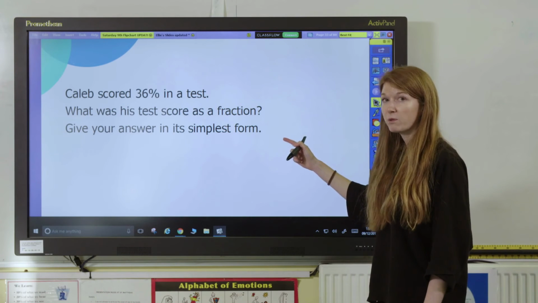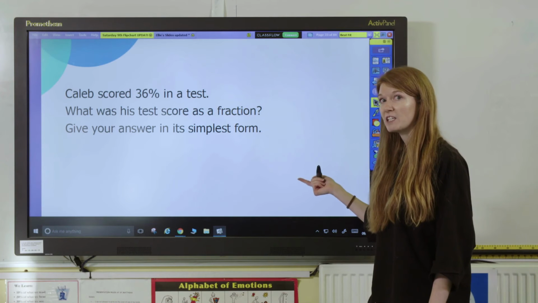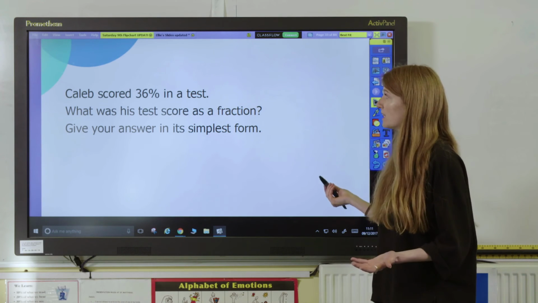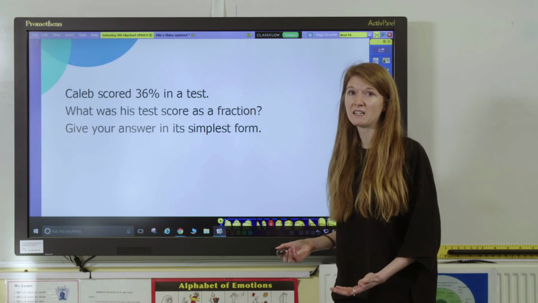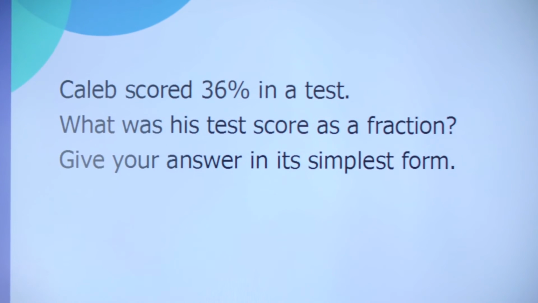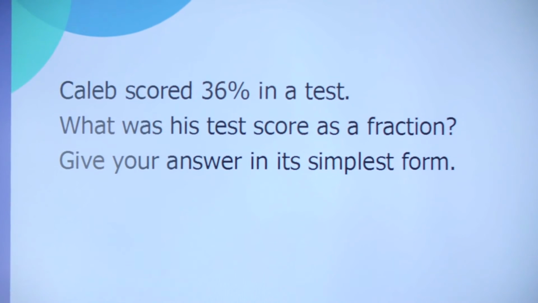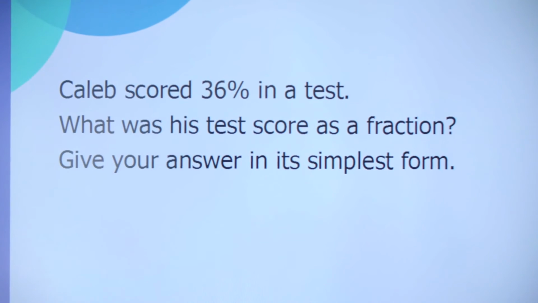So in this last example, we have a percentage and we need to convert it into a fraction. And that's really simple because if Caleb scored 36%, then as a fraction, we can express that as 36 out of 100 because percent is always out of 100.